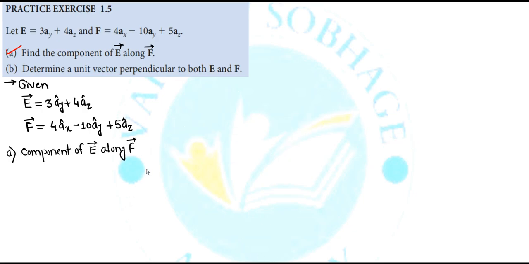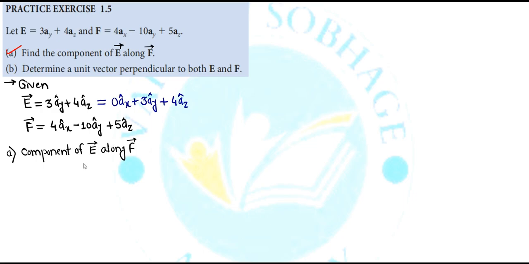Okay, so in order to start with the component, the very first part of this numerical, very firstly we are going to rewrite our vector E, since the x component is missing there. After rewriting that, we will have 0ax, which is not given there. Then we have the 3ay, then we have the 4az. So this is your vector E, and another vector F is given to us.